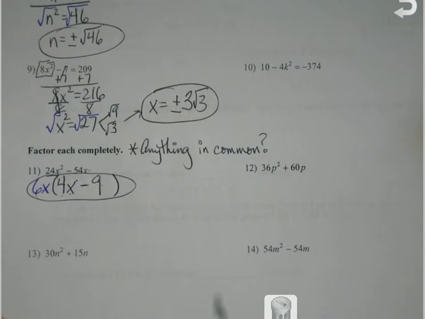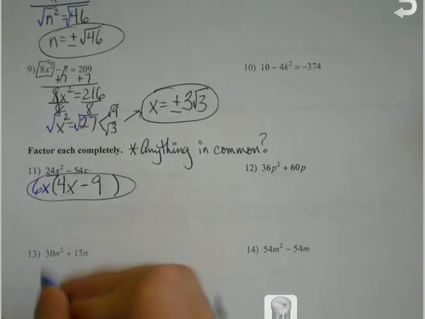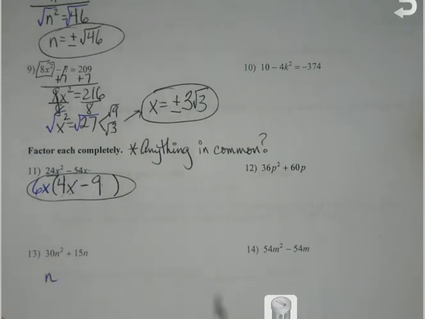But those are the types of things that I have to look for. So if there's something in common, I should get that out. 13's the same idea. Okay, I get the easy part of what's in common. I get the x part. 15 and 30.